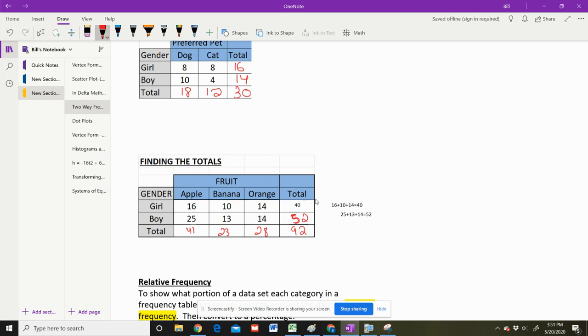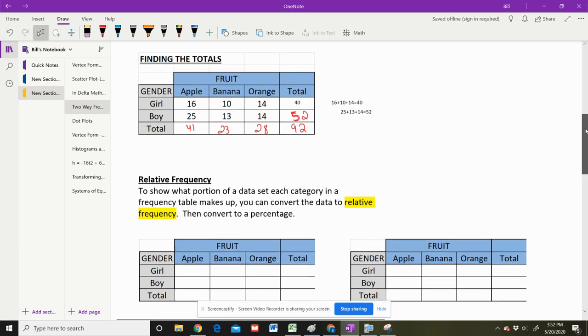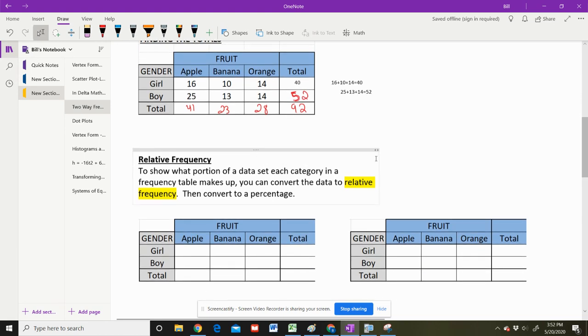So now we're going to take the same data and keep going with this survey. If we wanted to show relative frequency, let's move this up. There we go. Okay, so relative frequency shows what portion of a data set each category in a frequency table makes up. So you can convert the data to relative frequency. That's where we do part over whole, like you would have done last year. And then we're going to convert it to a percentage.